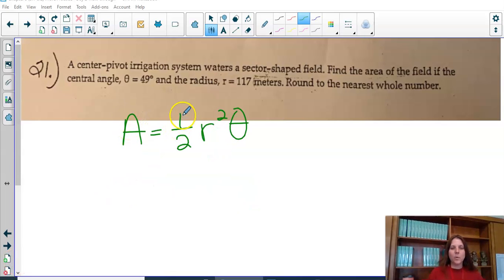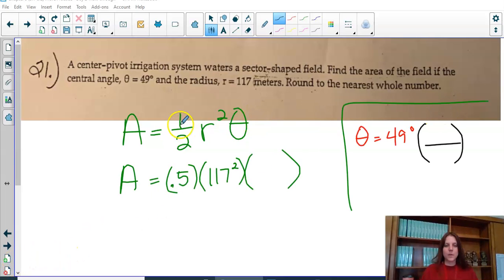Last question is asking for the area of the field if the central angle is 49 degrees and the radius is 117 meters. So let's plug in what we know. We're rounding it to the nearest whole number, so no decimals on this one. I changed this 1/2 to 0.5. I put in the 117 squared for the radius, but theta is a problem because they give you theta in degrees. So remember, we have to first change it to radians.